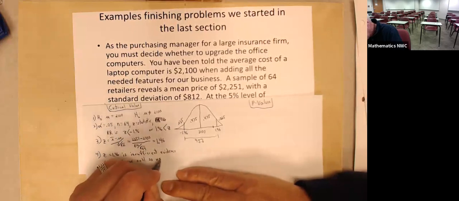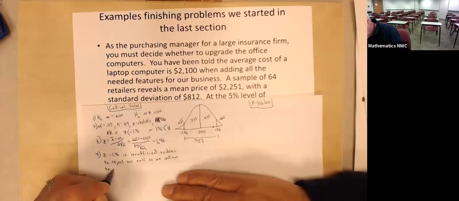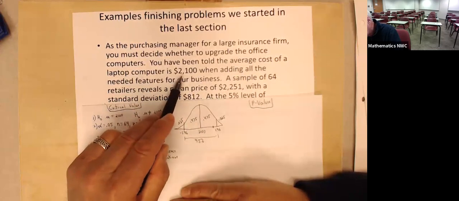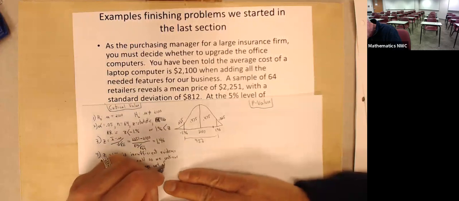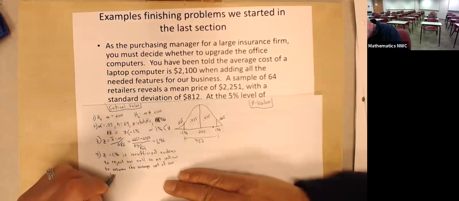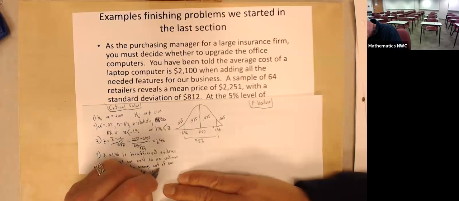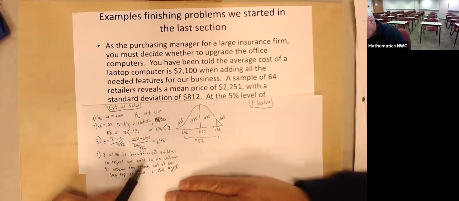So we continue to assume, notice that phrasing, continue to assume. Now I need to put it in context. I continue to assume the average cost of our laptop computer is 2100. I'm going to say it is still $2,100. Notice I wrote that all out.